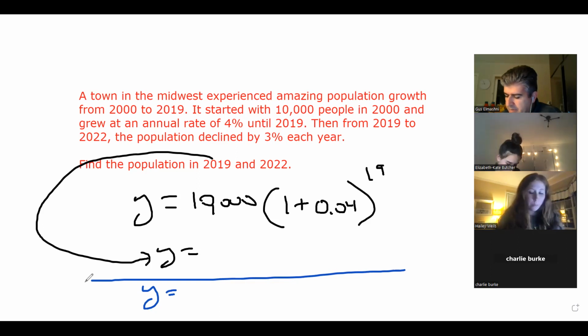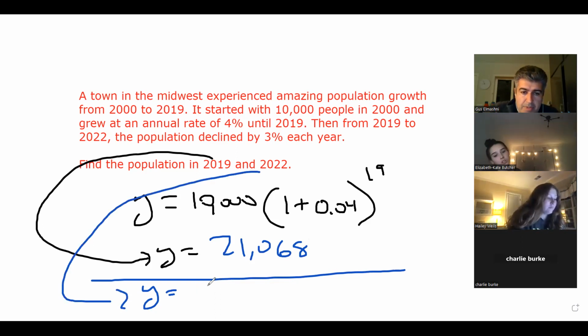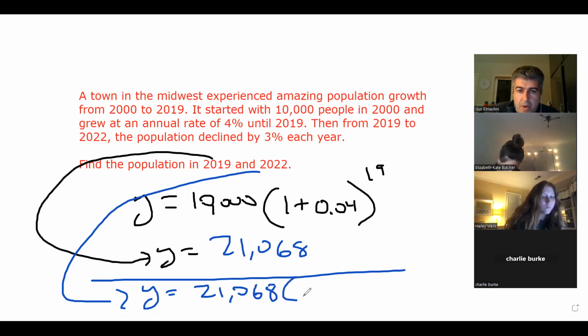So you should get 21. We'll round to the nearest person. Oh, because there can't be a point of a person. That'd be weird, right? Okay. And then for 2022, obviously that's the new population. Because you have to start with the population in 2019, which was that. And then you do 1 minus 0.03. And what would be your exponent here? 3? Yep, because you did it for 3 years, exactly.